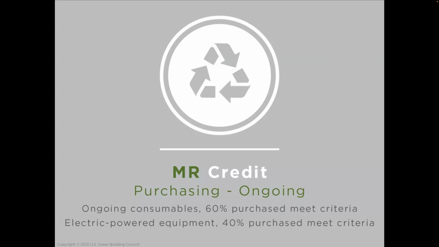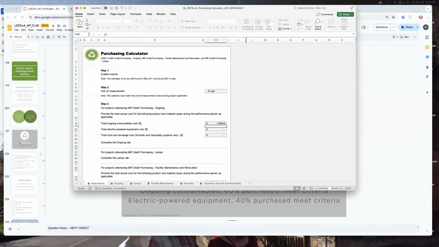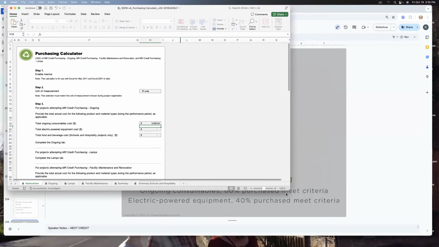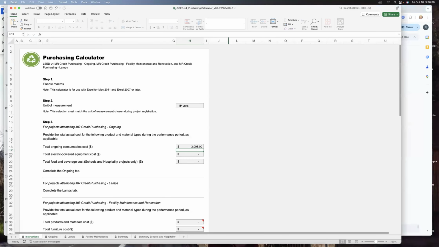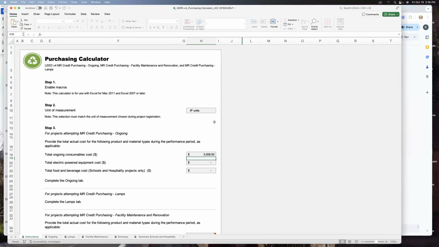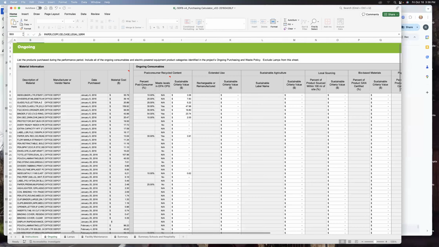Right. It keeps on making me have to do this. All right, again, this is looking familiar. This is basically a fancy Excel sheet. Let me go ahead and increase the size of it. Again, there are instructions that talk about how you do it, and there are different tabs for what's going on: ongoing waste, lamps, facility maintenance, summary. All right, so we try to do this.